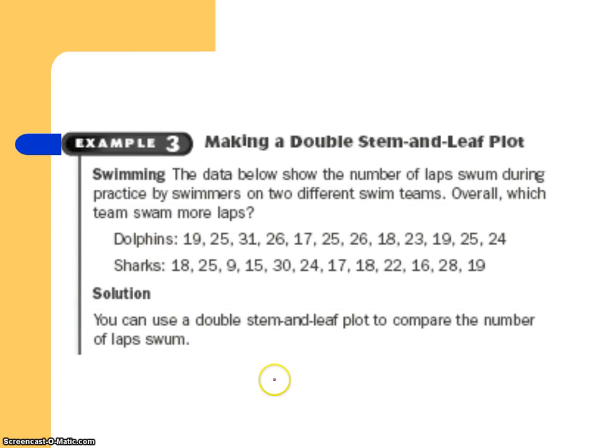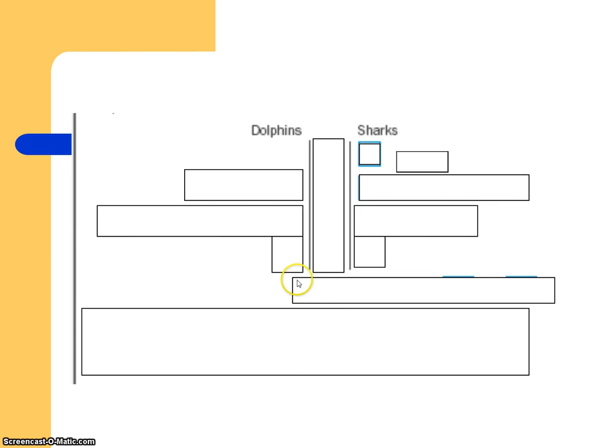Some things you need to know about the double leaf plot. You're actually going to have your stems in the middle. You're going to have 2 lines, and then there's going to be leaves on each side. One of them's going to be backwards, and one's going to be a normal stem and leaf plot. So we're going to have the dolphins here, and this is going to be your leaves, this is going to be your leaves, and this is going to be your stem.